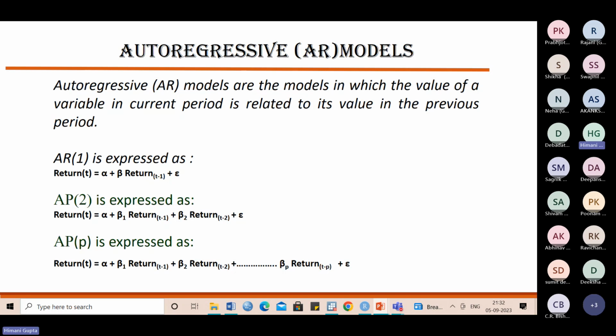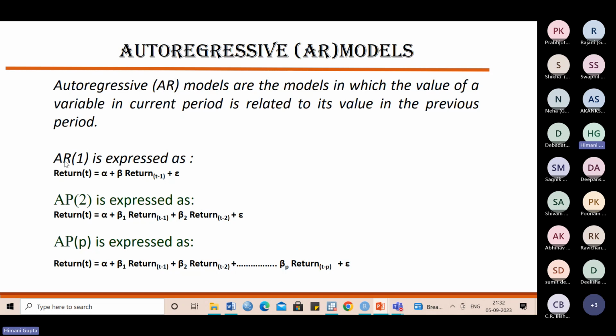Now, auto-regressive. The word auto-regressive means the dependent variable is depending on its own past. So auto-regressive models are models in which the value of a variable in the current period is related to its own value in the previous period. If y is your dependent variable, it depends on its past. So yt will be equal to yt minus 1. This will be one of your independent variables. That means your past value becomes your independent variable.